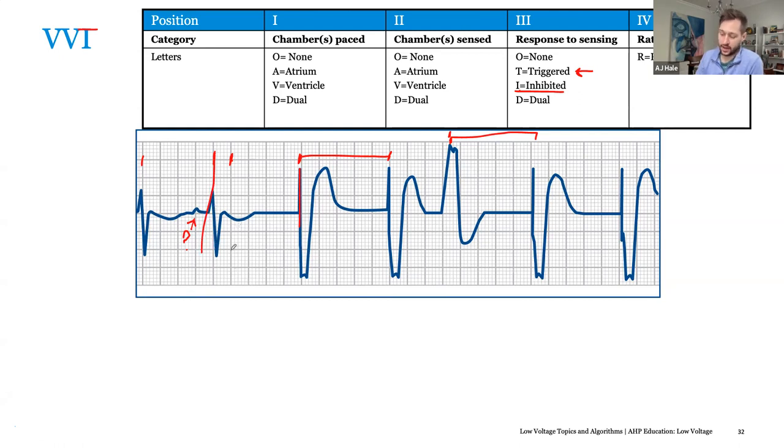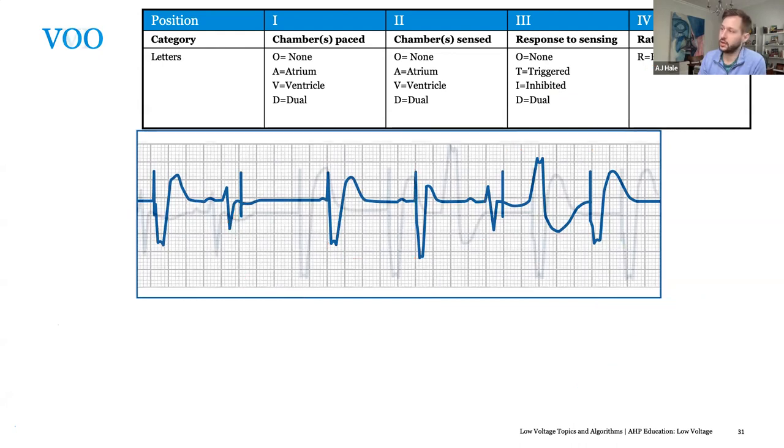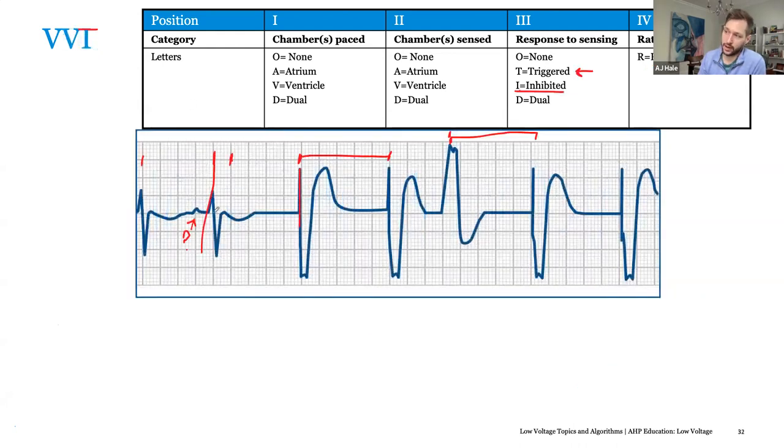But you may end up with something that kind of looks like a fusion right here, where we will be pacing into this intrinsic complex, not obviously in the vulnerable period, because that is a big no-no. We don't want to do that. Instead, we are trying to fuse with the intrinsic.